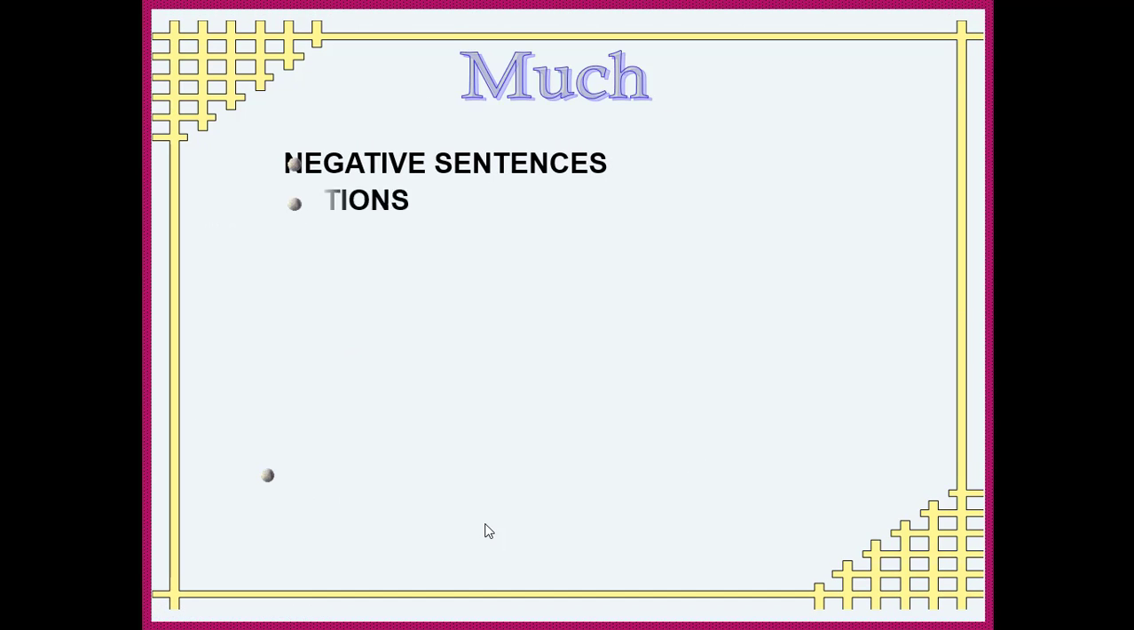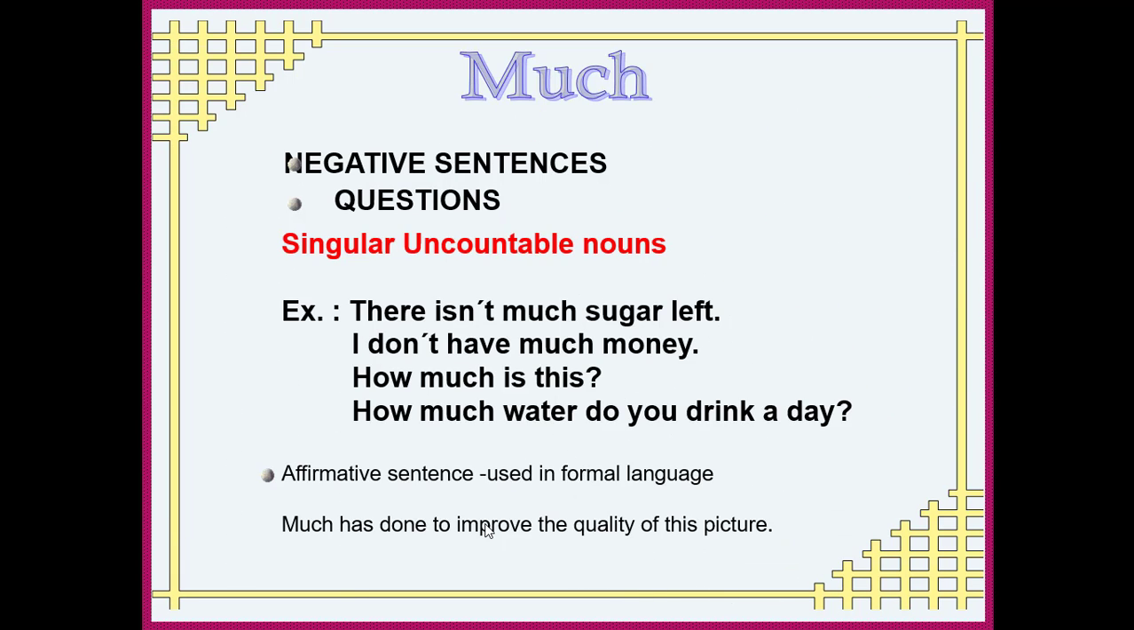Great. Go to much. We use much in negative sentences and questions. With singular or plural, who can tell me? Great, with singular. Singular and uncountable nouns. There isn't much sugar left. Take care of is. Because it is uncountable, we treat it as if it's singular, exactly as singular. Okay? So uncountable means it is singular. There isn't much sugar. Don't say there aren't.